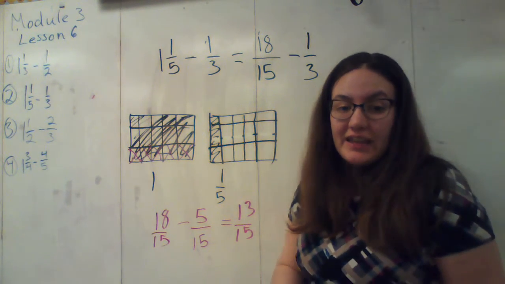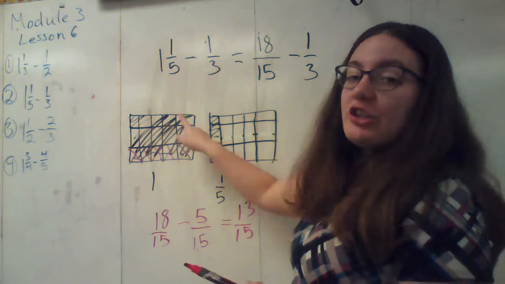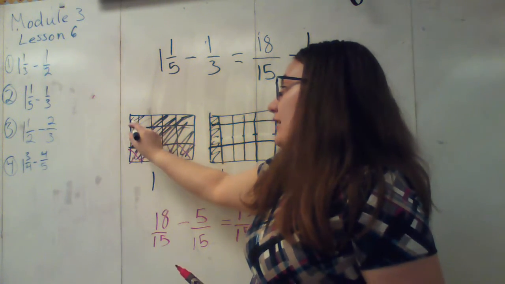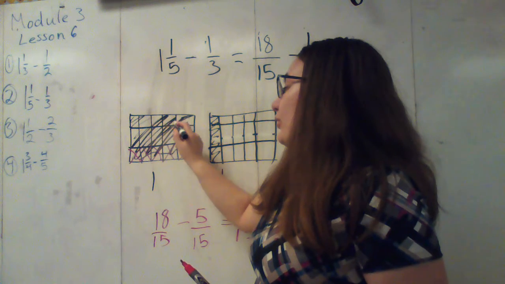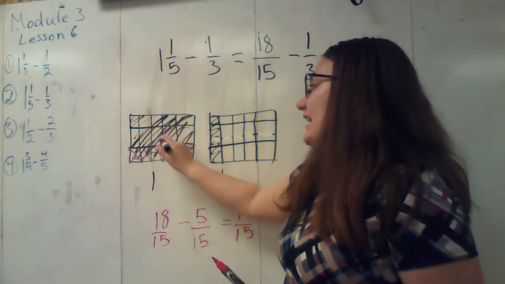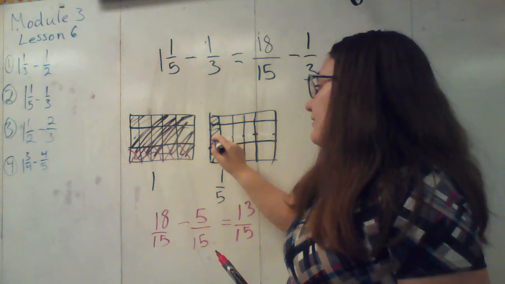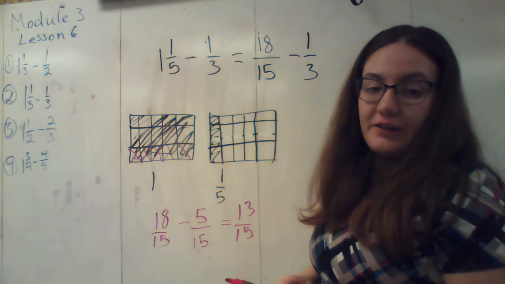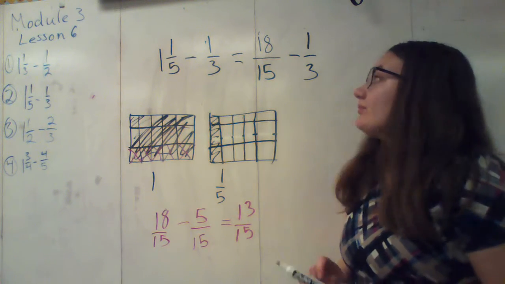And I can check to see if that is my final answer because I can check all the boxes that are left over. So I'm going to count all of these up. So I have 1, 2, 3, 4, 5, 6, 7, 8, 9, 10, 11, 12, 13. So I have 13 out of 15 left over.